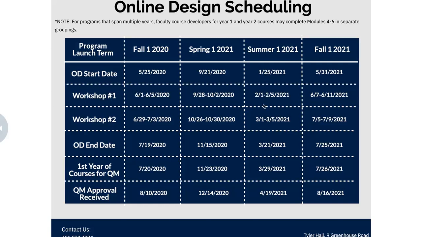Now, as I mentioned, if it's a 2-year program and year 2 faculty would like to postpone a year, they may, but they must start on the start term, and they would complete workshop number 1 as well as modules 1 to 3, and then they would stop out and come back a year later to complete modules 4 through 6, fully design their courses, and get those off for QM approval.